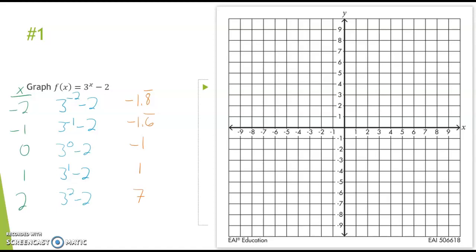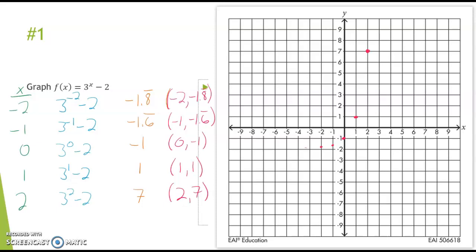Okay, so now my points for this one are going to be -2, -1.8 repeating, -1, -1.6 repeating, 0, -1, 1, 1, and then 2, 7. All right, so I'm going to plot all of my points here. So -2, -1.8, I'm guessing is about right there. -1, -1.6 repeating, guessing is close to there. 0, -1, be right there. 1, 1, right there, and then 2, 7.